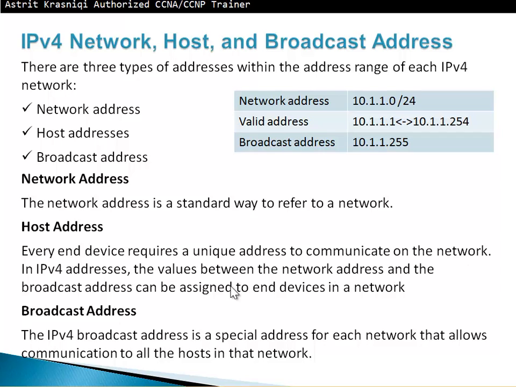In an IPv4 address, the values between the network address and the broadcast address can be assigned to end devices. So anything between the network address and broadcast address, you can assign to unique end devices. The IPv4 broadcast address is a special address for each network that allows communication to all of the hosts on that network. So the first address represents the network, and the last address is for when you want to talk to everybody in that network. The range between them you can assign to end devices.